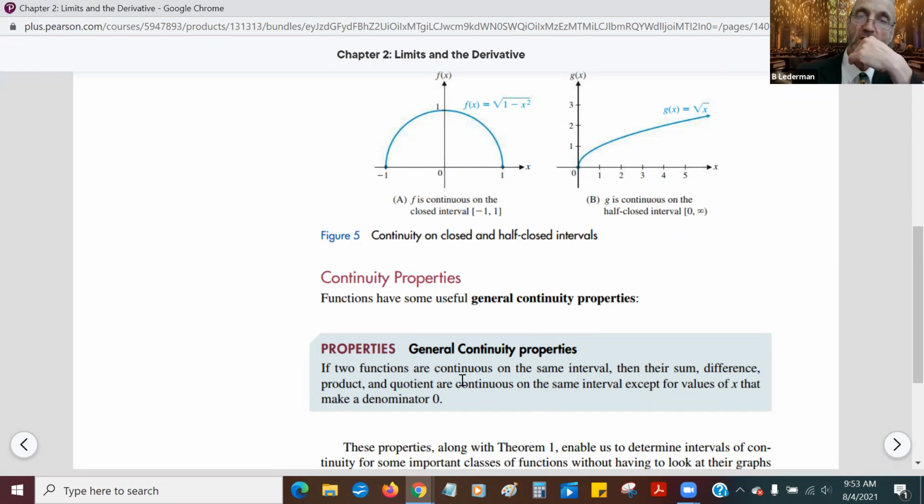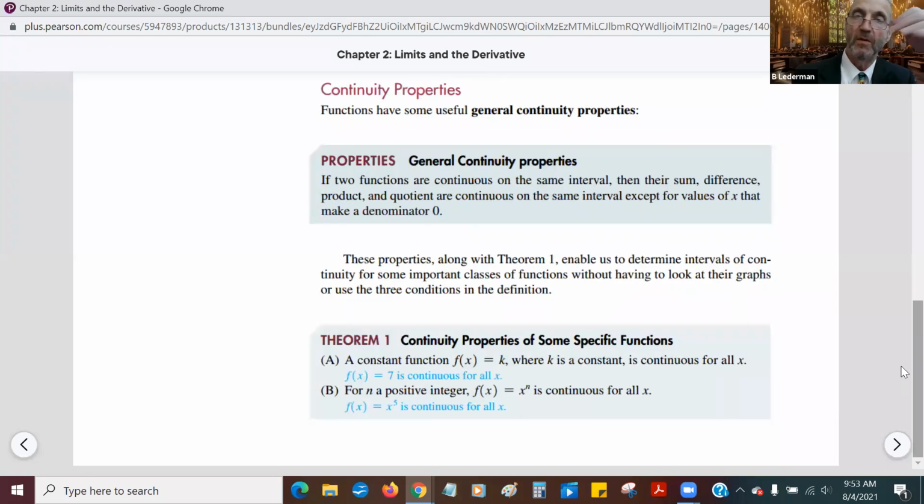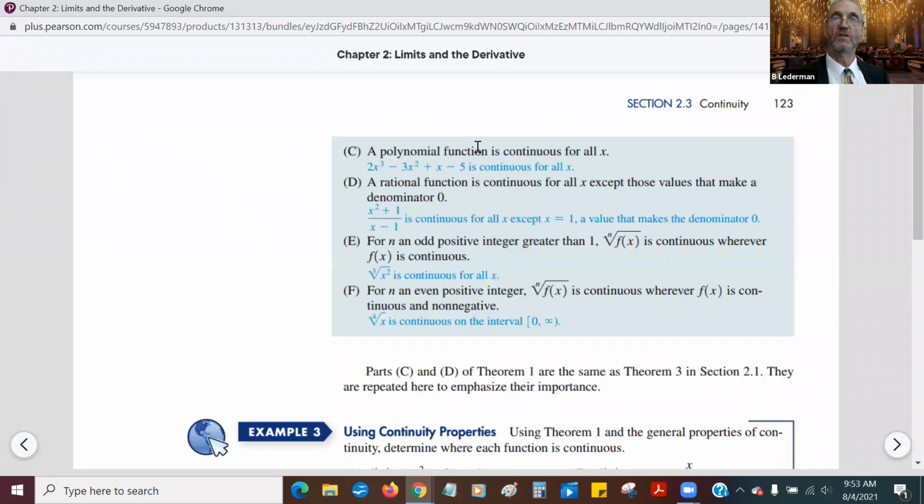Now, if two functions are continuous on the same interval, then their sum or the difference or the product or the quotient is going to be continuous, as long as the bottom doesn't equal 0. For quotient, I'm talking about. If you have a function that's constant, well, it's continuous for all values of x. It's always defined. And if you have a function x to the nth power, that's also continuous for all values of x. In fact, any polynomial function is continuous for all values of x. Let's continue. A polynomial function is continuous for all x, any polynomial function.